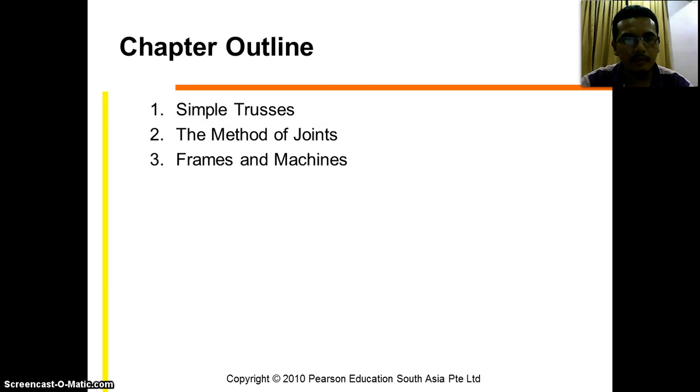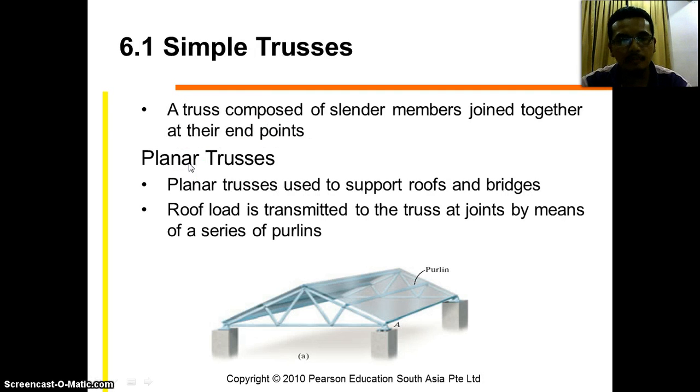So first, we have the outline. We have three subtopics in this chapter. First one, simple trusses. Second one, the method of joints. The third one is frames and machines. So basically, what are simple trusses?